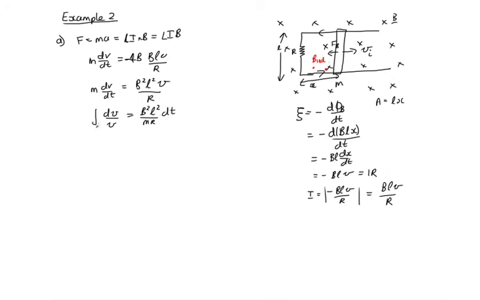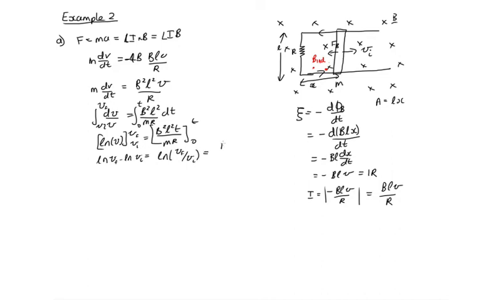We'll go, it starts from velocity initial, so that's vi, which we've written there, and here we've got vf, and we'll go from time t equals 0 to time t, and so we've got log of v from v initial to v final is equal to B squared l squared t over mR, from 0 to t. So this is log vf minus log vi, which we can write as log of vf on vi, which is equal to B squared l squared t over mR.